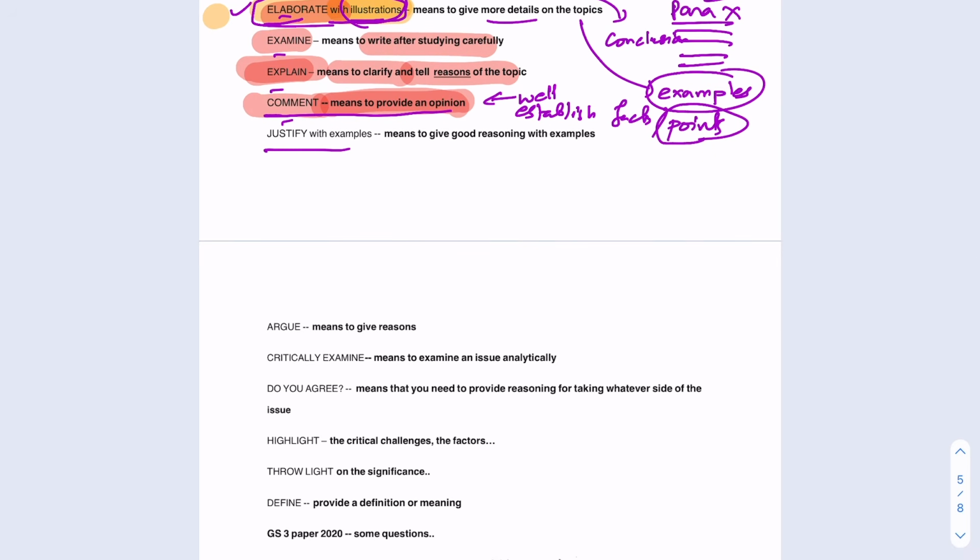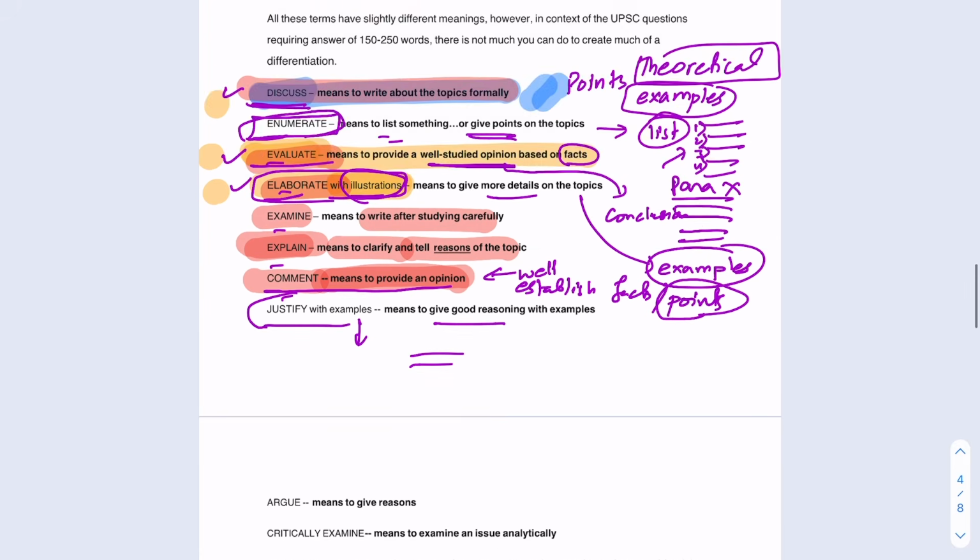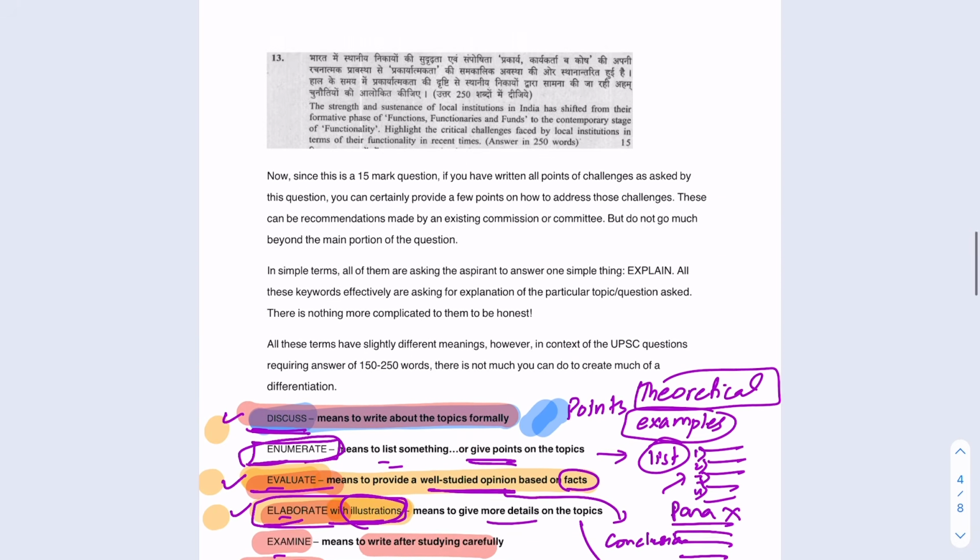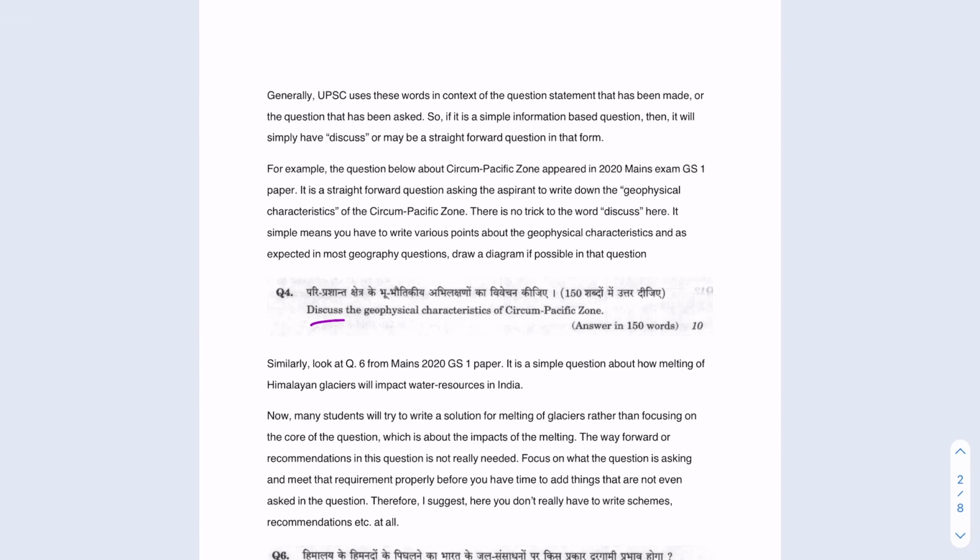Then we come to justify with examples. It simply means provide examples and provide good reasoning behind what you are saying. So there is a statement, then you justify that statement along with examples. Okay, so let me give you an example now, because if I just tell you the meaning, you won't understand. Very simple question. I had discussed this in my other video also. Discuss the geophysical characteristics of circum-Pacific zone. What does the word discuss here mean?